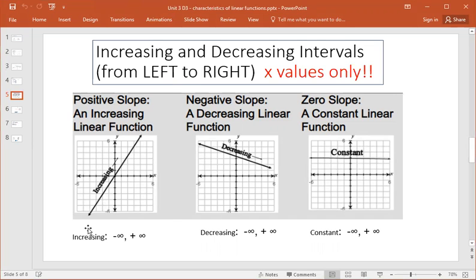Now, because this is increasing, it increases on the interval of negative infinity to positive infinity. Just like domain and range, it will increase for the whole picture. Here, we're not just concerned about whether it increases, but where it increases. When it decreases, once again, it's for the entire line, so it's negative infinity to positive infinity. And the same thing for constant.